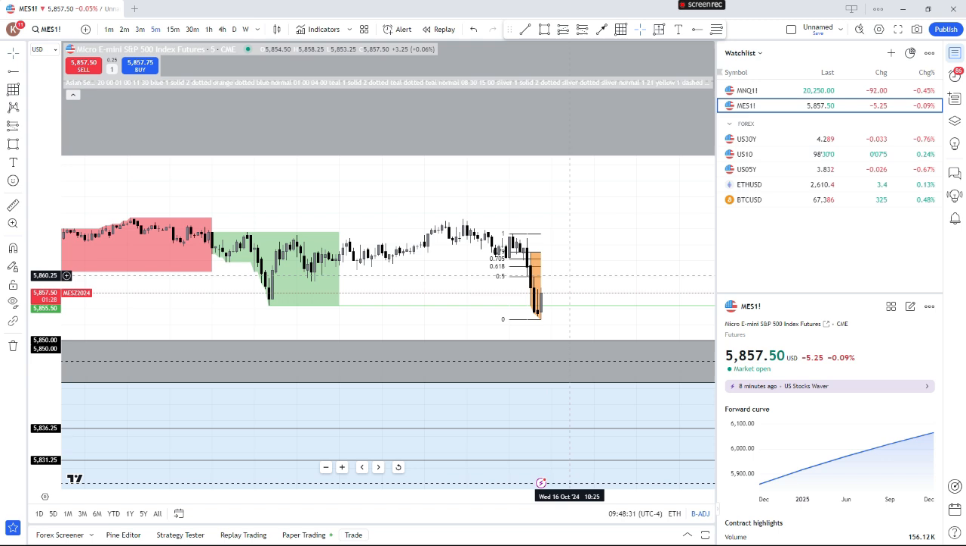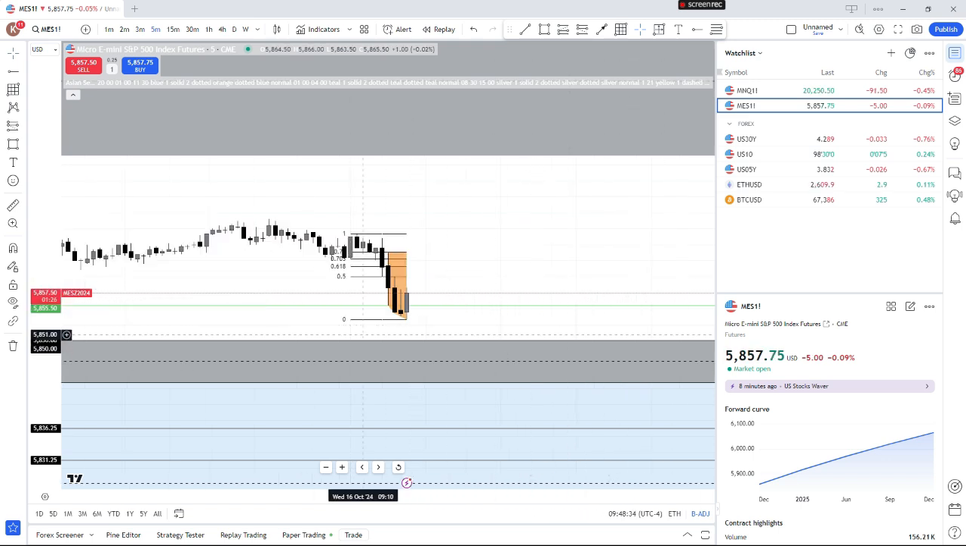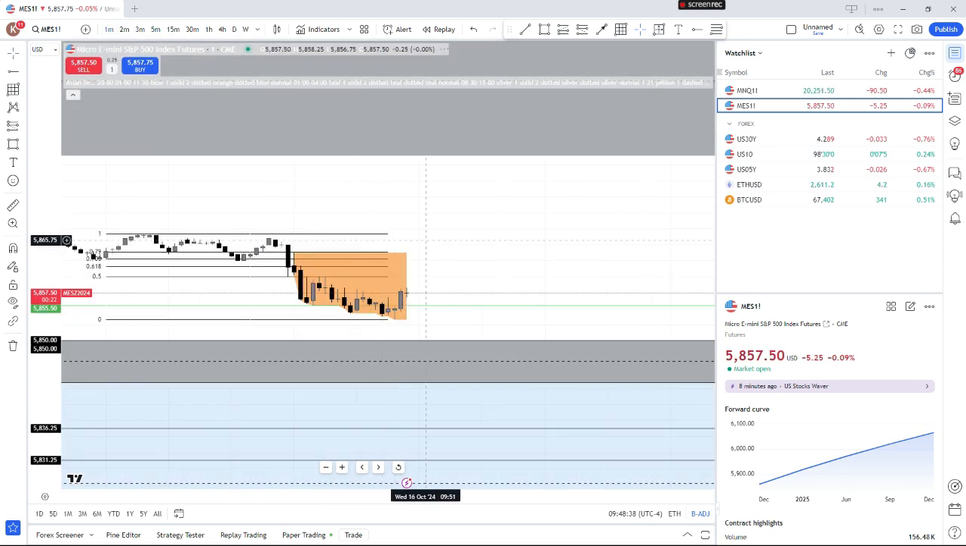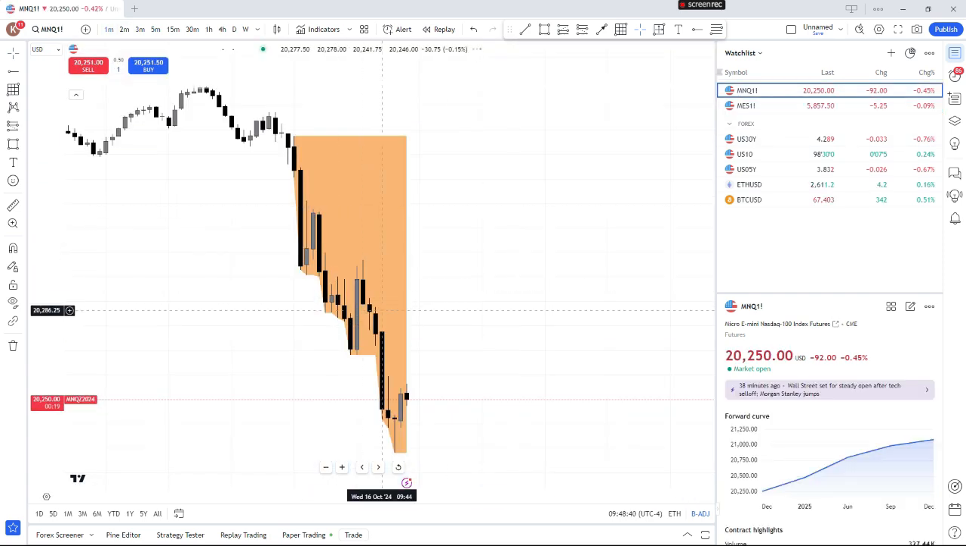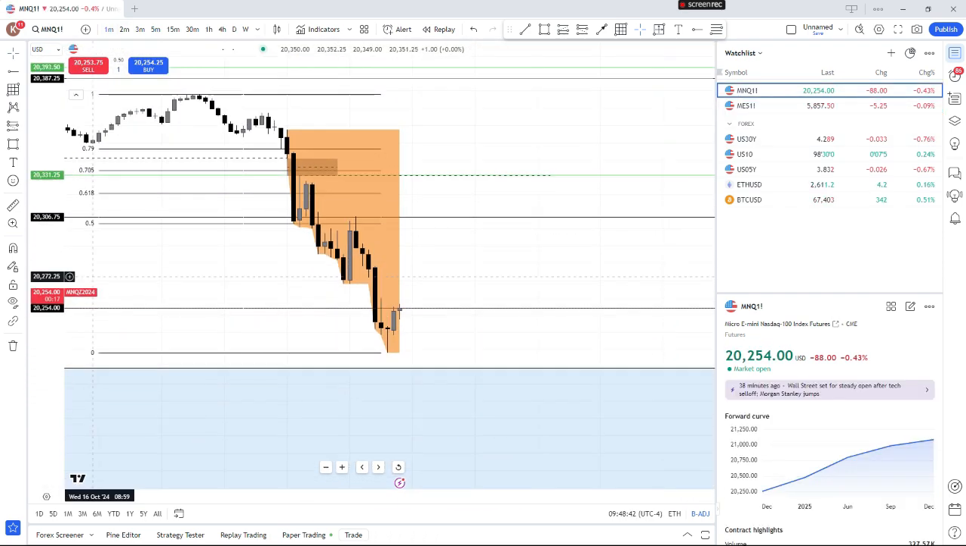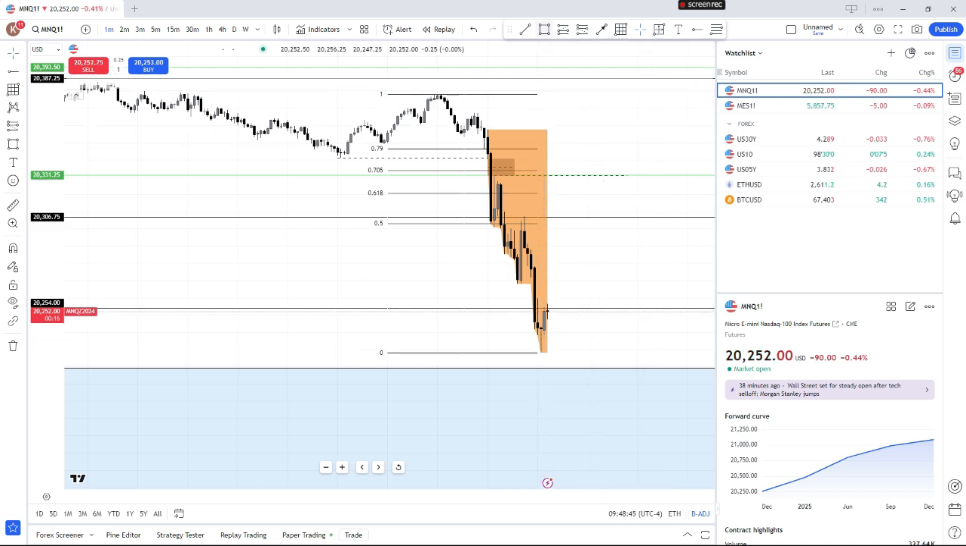Although really on the 5 minute it's quite a balanced price range. NAS, yeah, so really, it's quite a balanced price range. So yeah, I'll just carry on observing, but just update the journal.